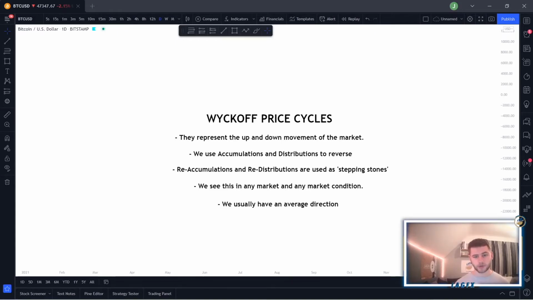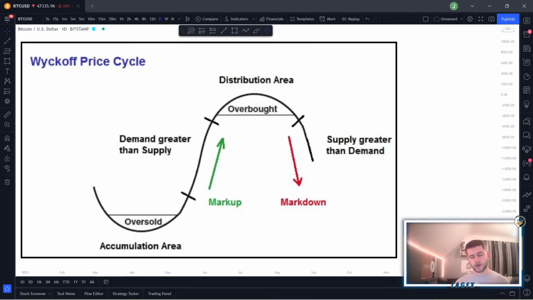when I reference Wyckoff price cycles. So quite simply, they represent the up and down movement of the market. If you were new to trading and you loaded up any market, any chart, you would notice that quite simply it moves up and down all the time. Now, when we move up and we are overbought, we are going to distribute. When we move down and we are oversold, we're going to accumulate. We use accumulations and distributions to reverse the market.